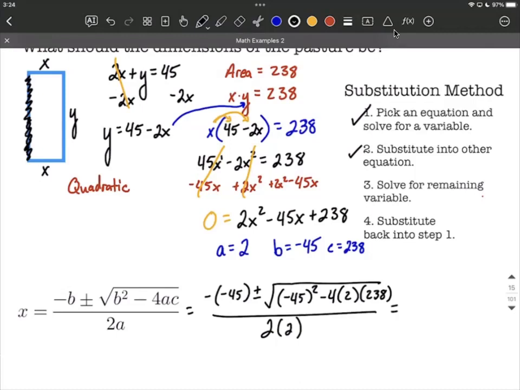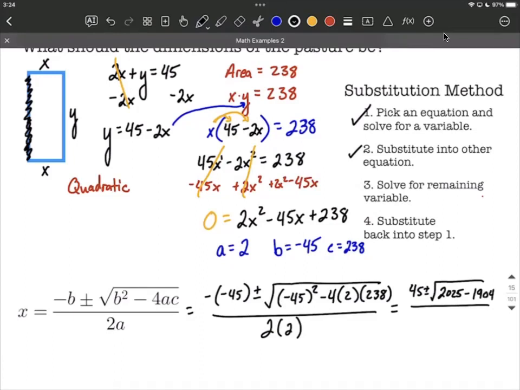From here we'd like to simplify down as much as possible. So the negative of negative 45 is positive 45, plus or minus the square root. And I got my calculator out for this. I did negative 45 squared, that's 2 negatives, so it'll be positive 2025, minus 4 times 2 times 238. Again, the calculator came in very handy here. Not doing this in my head.